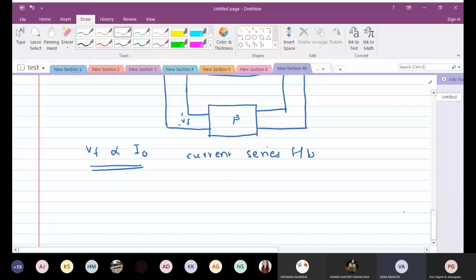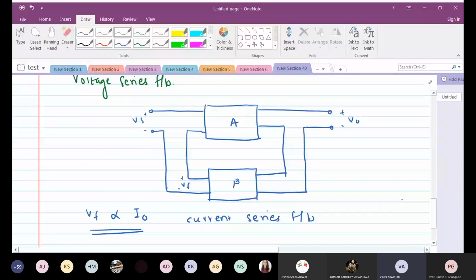Excuse me, sir. Yes. But how can we say VF is proportional to I out? See, whatever is the output voltage here, VF, is generated. What is the input to this beta network? It is the current. Yes, sir. That's it. So I am generating some output voltage VF, which is actually proportional to the current and not the voltage. You getting this?